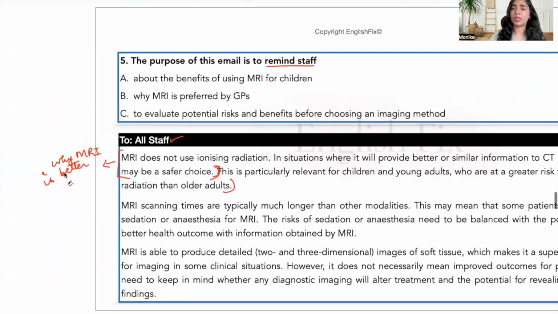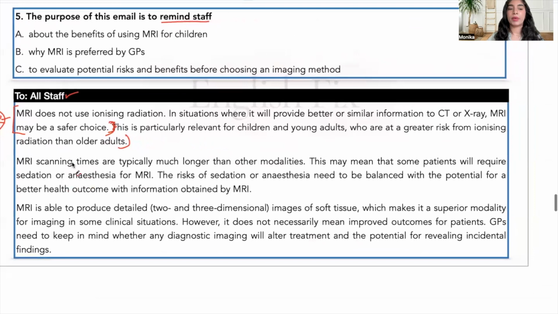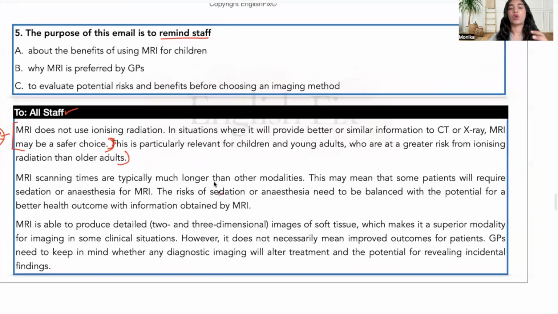I could understand the meaning to be why it is better in general, but they have also talked about children and this. But remember, my question is about the entire paragraph, not just this part, but this is what I've understood from the paragraph. Then, MRI scanning times are typically much longer than other modalities. Here they were talking about something positive. Now they have talked about the time that MRI scanning takes being longer than other modalities, CTs, X-rays, all of these things, right? So we have heard something negative here.